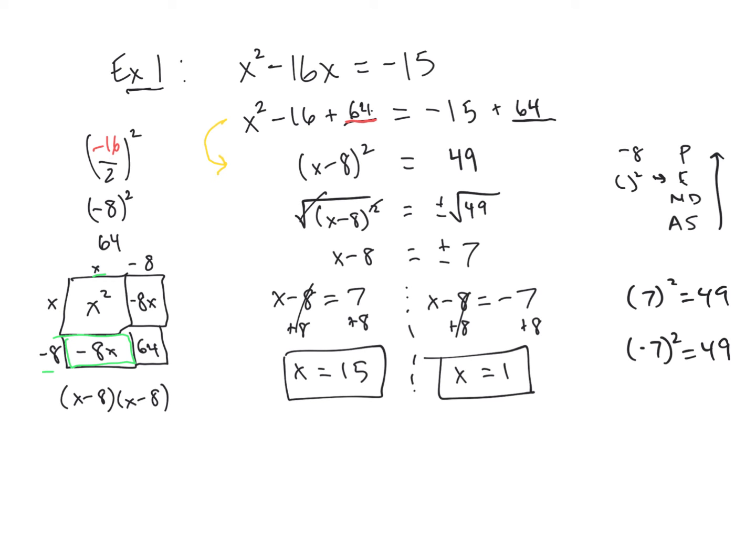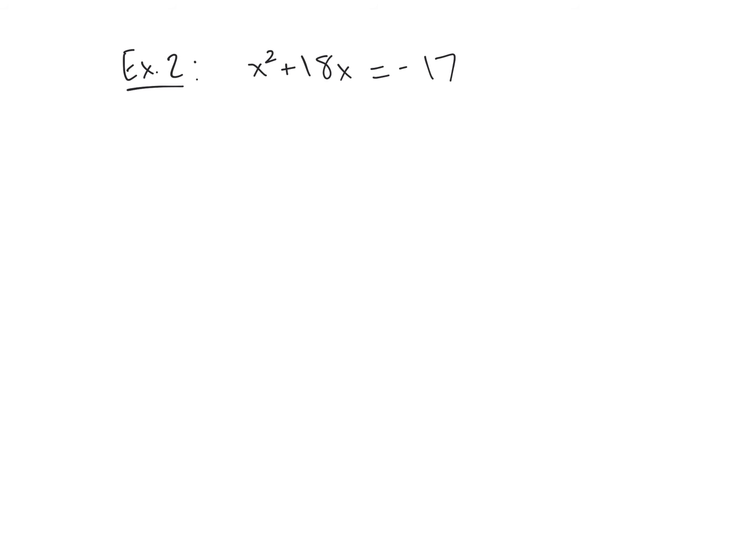All right, so that's going to be the process for how we're going to go through these questions for today. A little bit complicated. It's called completing the square. I'm going to try another example for you in a second here. All right, here we go. We're going to try example 2 now.